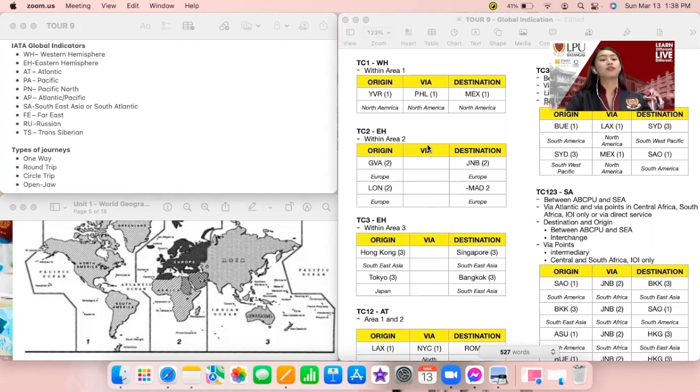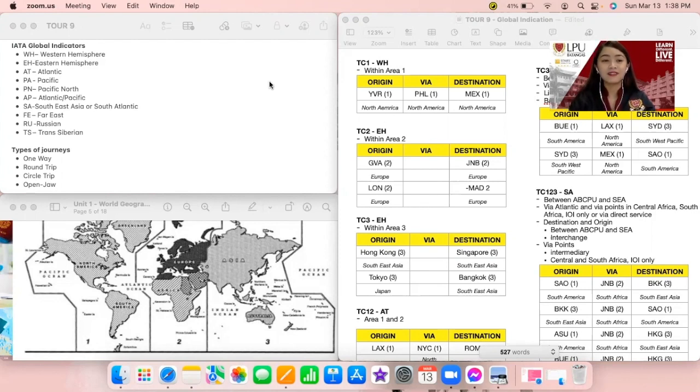So for our IATA global indicators, we have codes like WH for Western Hemisphere, EH for Eastern Hemisphere, AT for Atlantic, PA for Pacific, PN for Pacific North, AP for Atlantic or Pacific, SA for Southeast Asia or South Atlantic, FE for Far East, RE for Russian, and TS for Trans-Siberian.